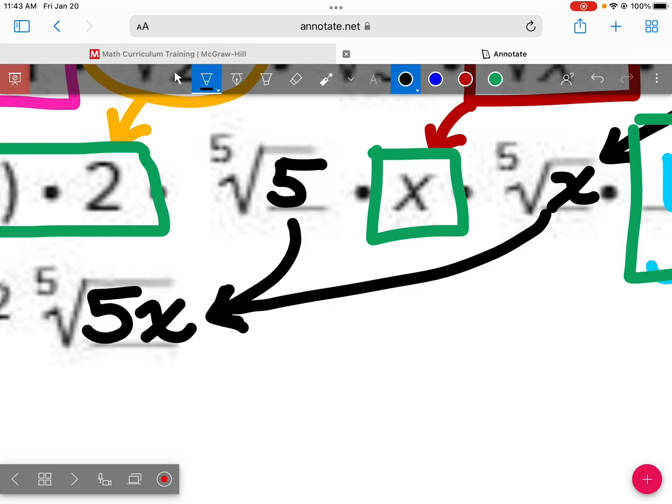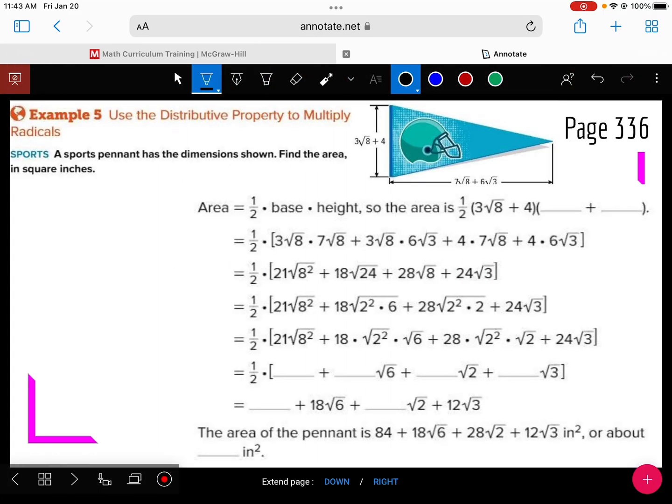There's one last problem that we're doing together today. It's on the next page. Page 336. They've got so much of this problem done for us already, but I want to make sure that we know where these pieces are coming from and why.